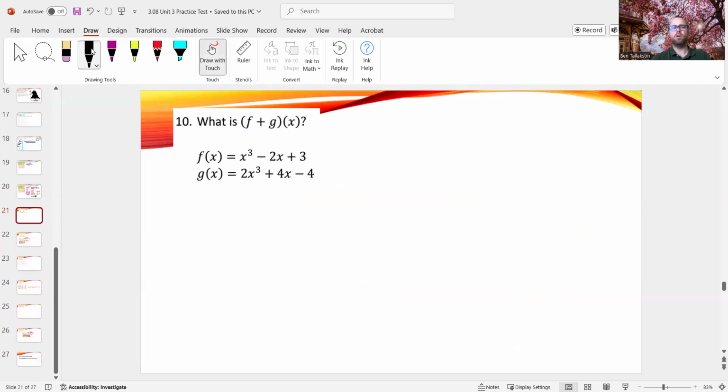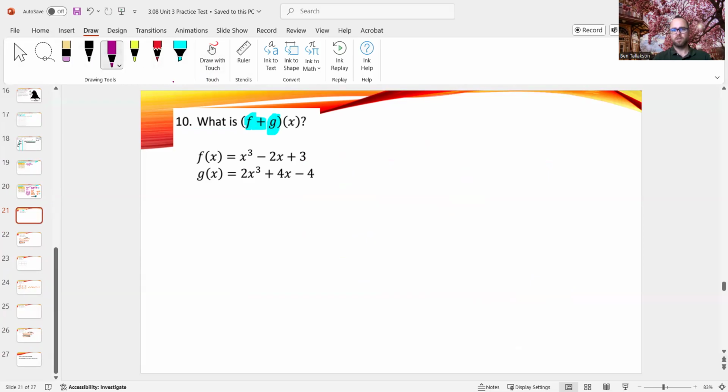10, 11, and 12 are all about combining functions. When you look at this question, you know what they're asking you? They're asking you to add f of x and g of x together.